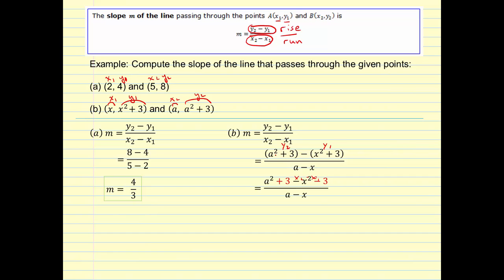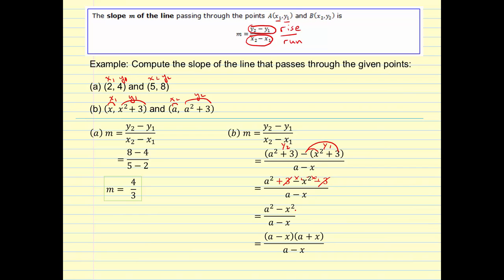And we're going to do some simplifying by dropping the parentheses. So to do that, we distribute the negative sign through this set of parentheses to give us minus x squared minus 3. And this simplifies because the 3's cancel to a squared minus x squared over a minus x.